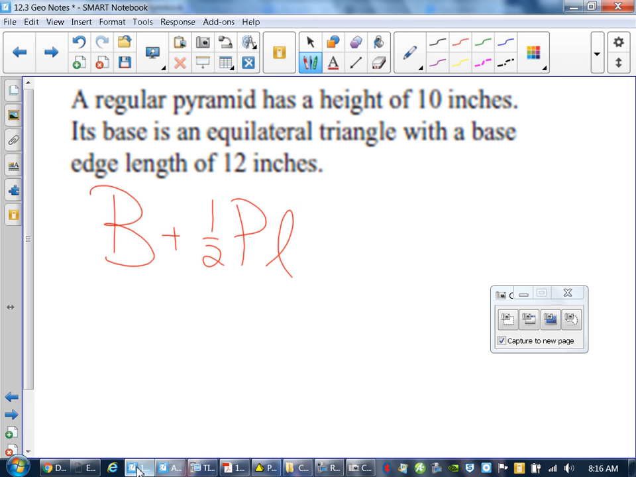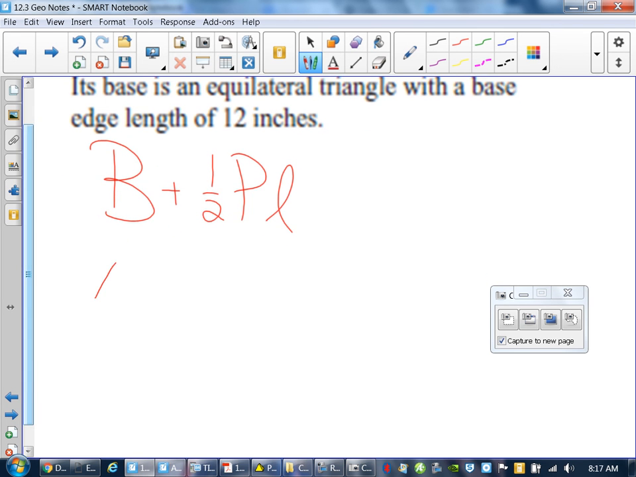What's the base? The base is an equilateral triangle with sides of 12. Okay? It's an equilateral triangle with sides of 12. Now, if you have an equilateral triangle with sides of 12, in order to find the area of that, it's going to be 1/2 base times height. Are we okay with that?